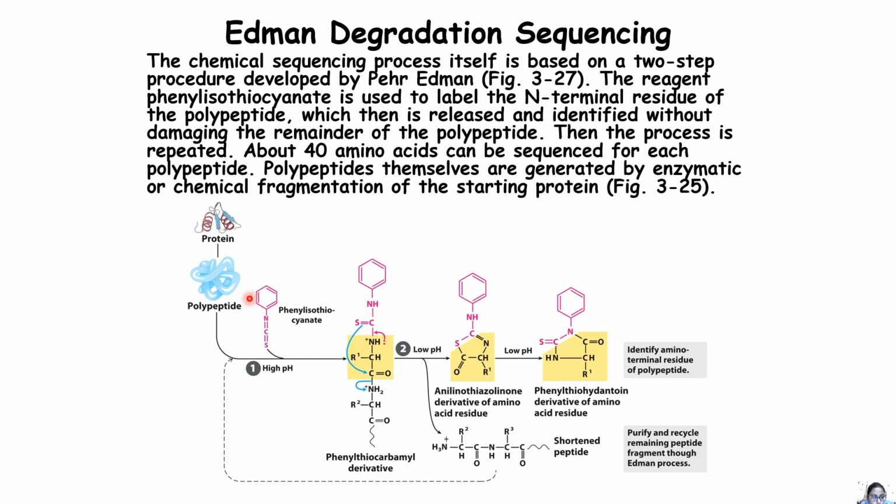You can see this is the protein, the polypeptide. Then at high pH we add phenyl isothiocyanate, and it becomes the phenylthiocarbamyl derivative. Then at low pH it becomes the anilinothiazolinone derivative of the amino acid residue. From here the amino-terminal residue of the polypeptide can be identified. The peptide is now shorter, and you can purify and recycle the remaining peptide fragments through the Edman process. That is how it happens.